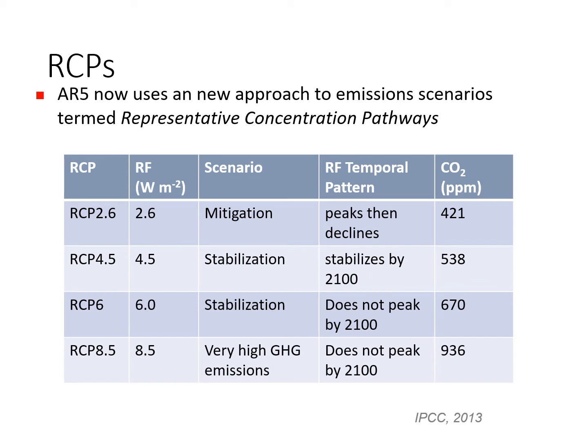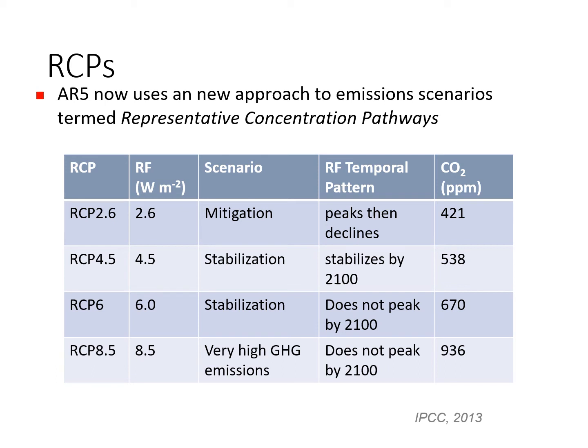The last IPCC assessment report, Assessment Report 5, used a different approach. They used representative concentration pathways, or RCPs. The name of the RCP indicates the radiative forcing at 2100 and represents a set of possible pathways. This table summarizes 4 scenarios.